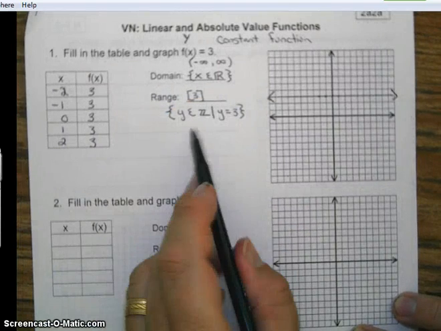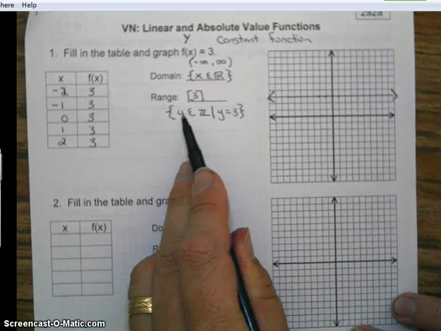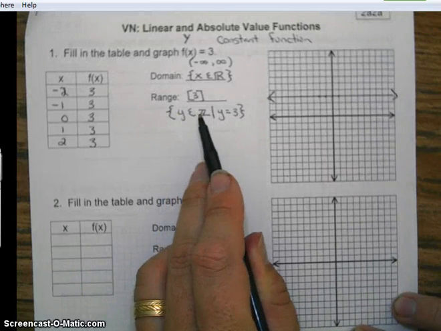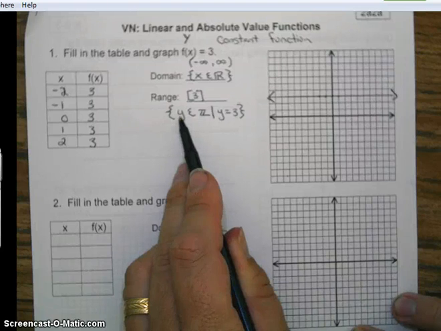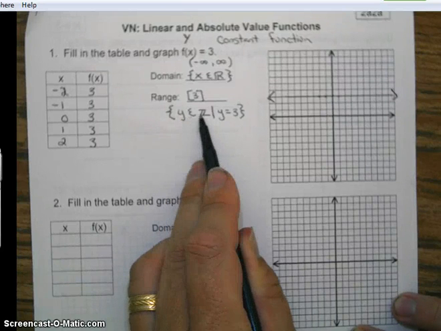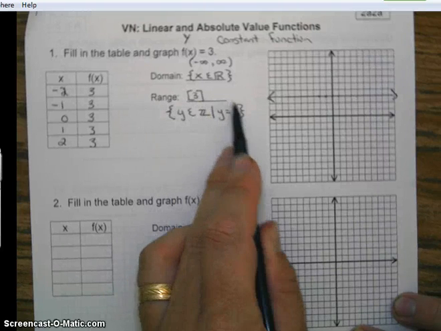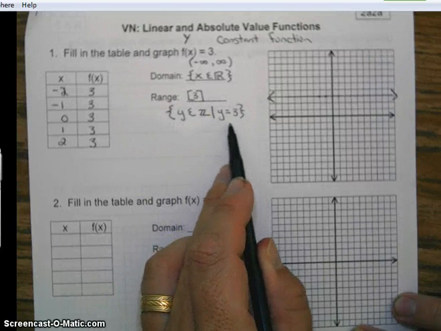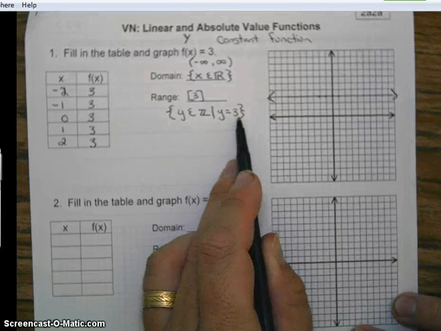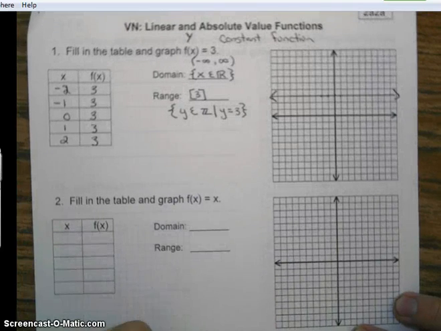And this is set notation. You first tell me what type of number is the range or domain. In this case it's an integer. And then you constrain it if you have to to a certain set. In this case, y equals 3.